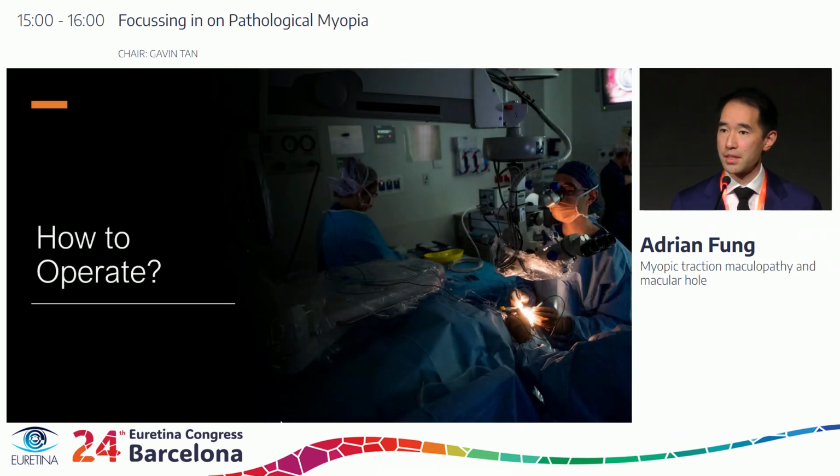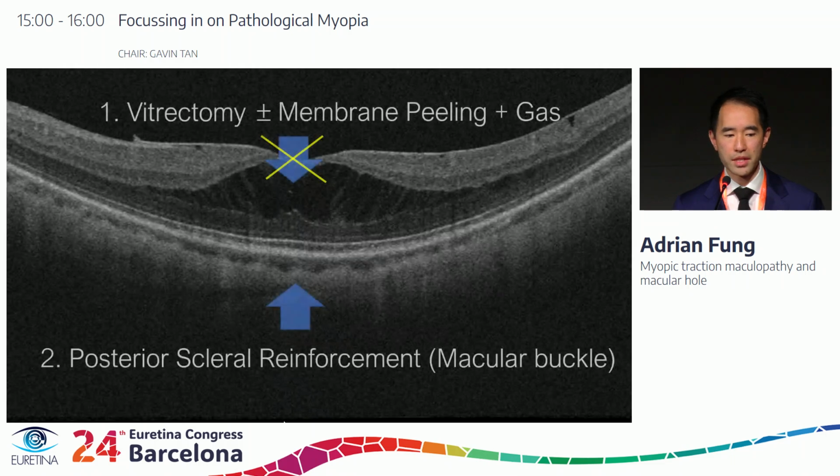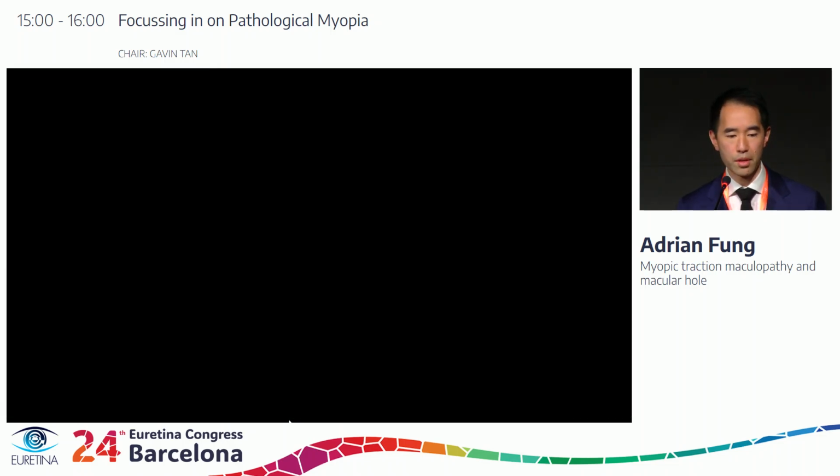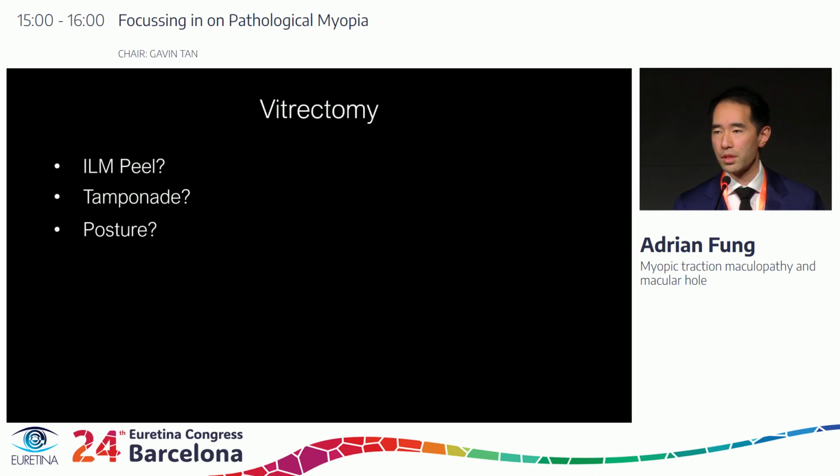The next question then is, how should we operate on these patients? So we can relieve the traction either internally with vitrectomy, membrane peeling and gas, or we can relieve it by posterior scleral reinforcement, essentially a macular buckle. And the chair, Gavin Tan, will talk about that in the next talk. If we look at vitrectomy in particular, these are the questions we have.